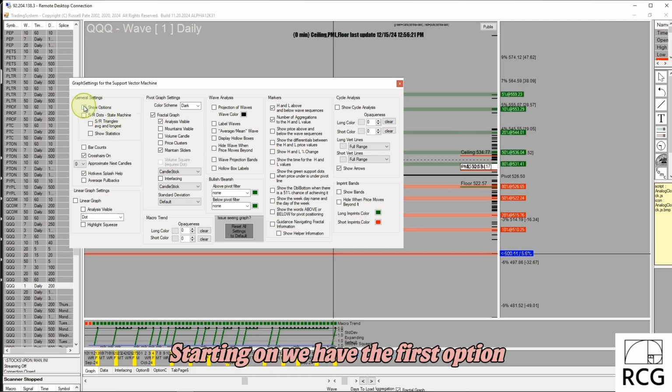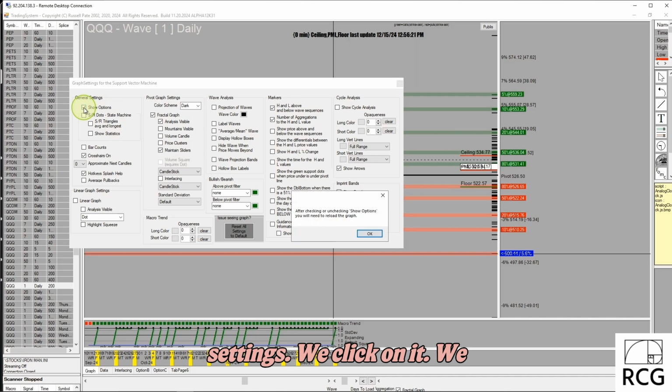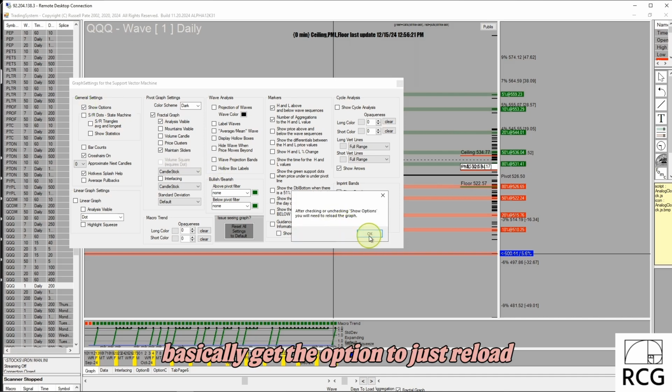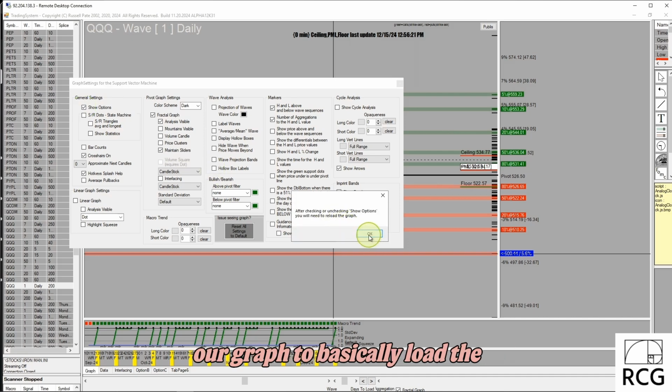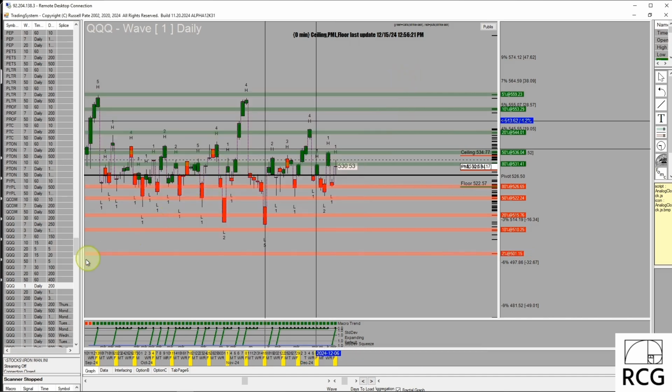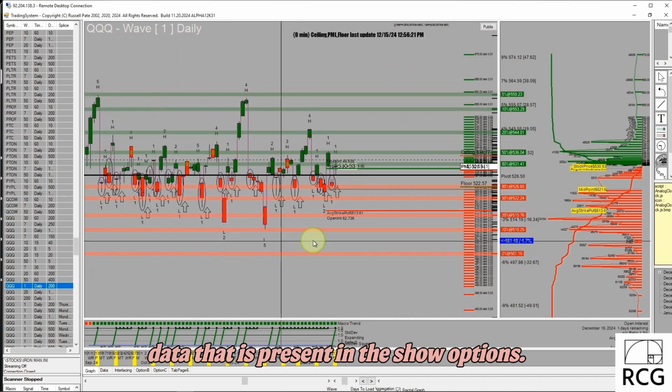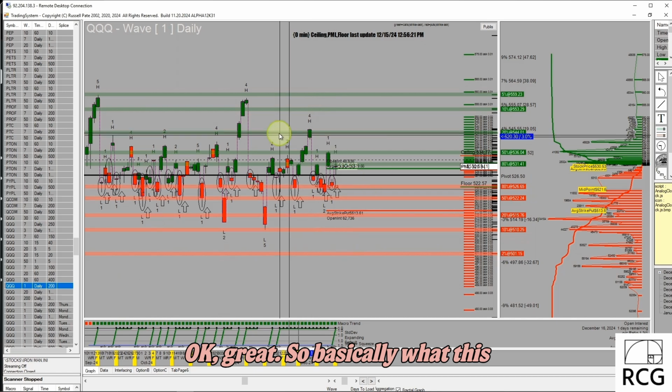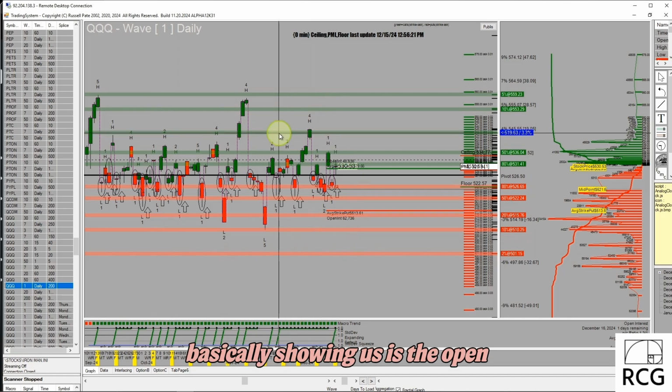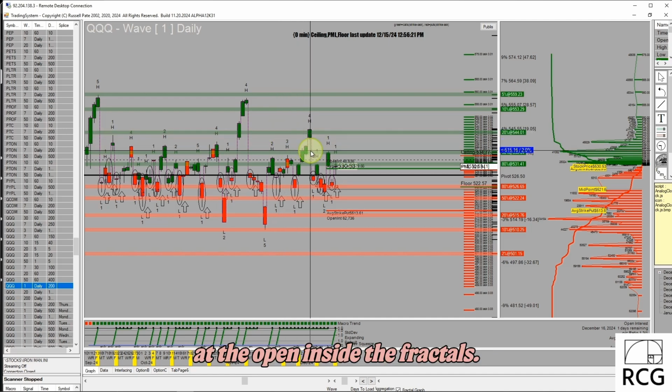Starting on, we have the first option, which is the show options in the general settings. We click on it, and we get the option to reload our graph to load the data that is present in the show options. Okay, great. What this is showing us is the open interest that updates once a day at the open inside the fractals.